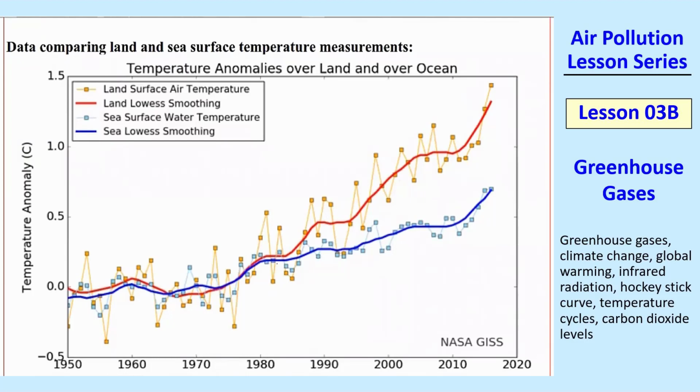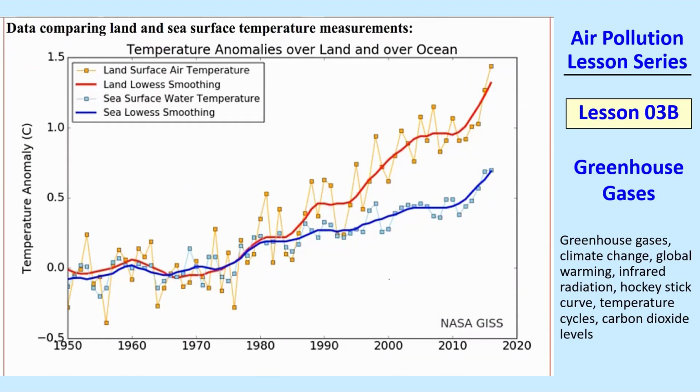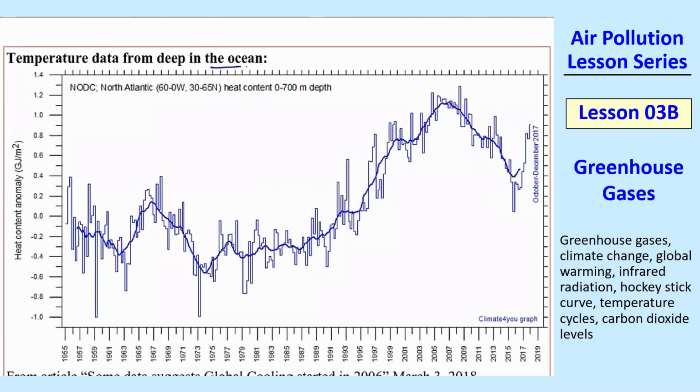Here's the same kind of data, but comparing land and sea temperature. So land and sea surface temperature. So this is the land surface temperature in red here, and in blue is the sea surface temperature. You can see that they're both rising since 1970 here, but the sea temperature is up not as fast, but it's still going up. Here's temperature data from deep in the ocean.